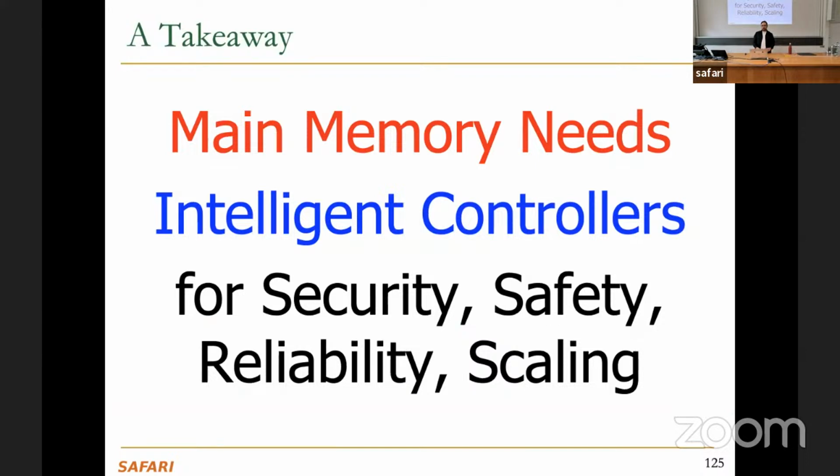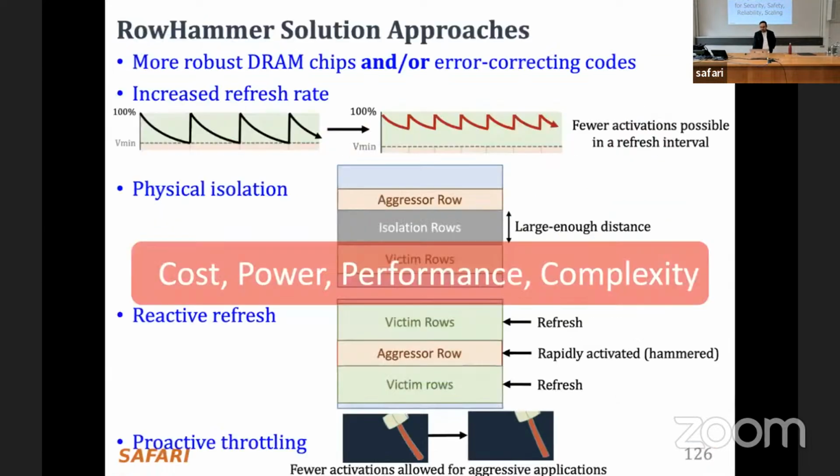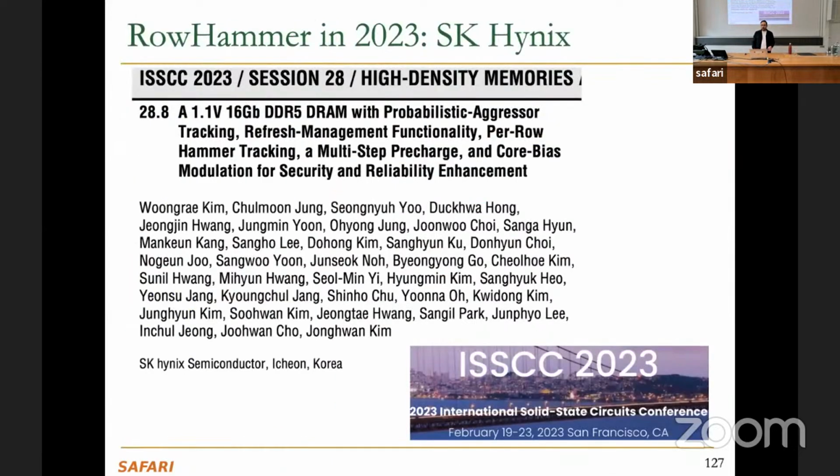So a takeaway so far is the main memory. So it's just reiterating it, right? Main memory needs intelligent controllers for security, safety, reliability, and scaling. I didn't talk about all those solution spaces. I can refer you to other papers as well going forward. But basically, we have several solutions in the field, and they have their own trade-off space in terms of cost, power, performance, and complexity.